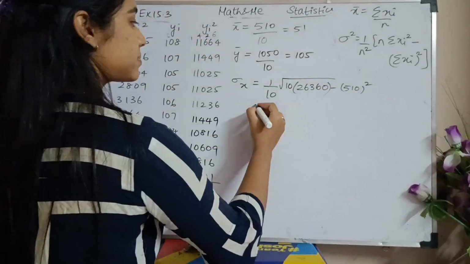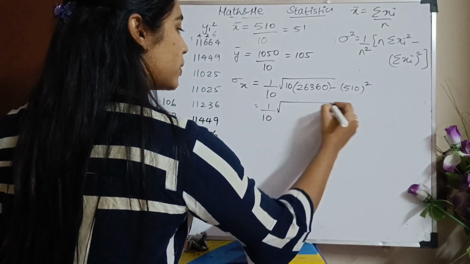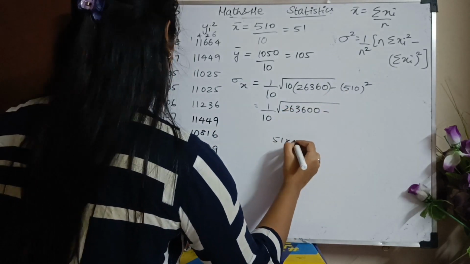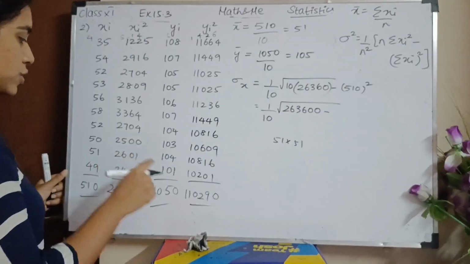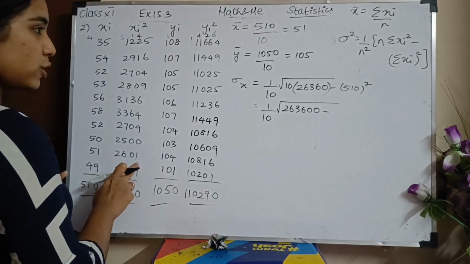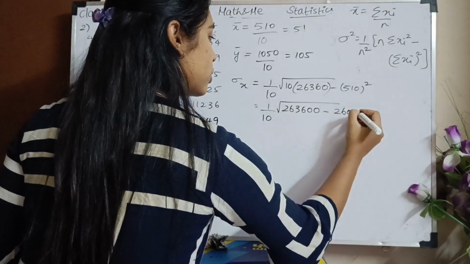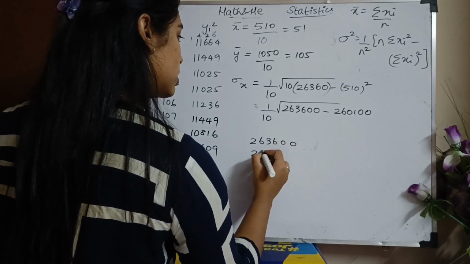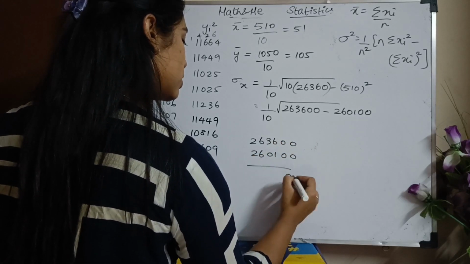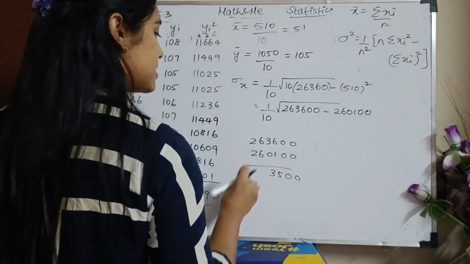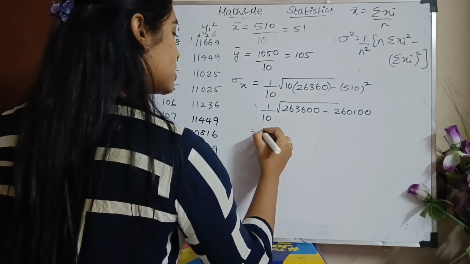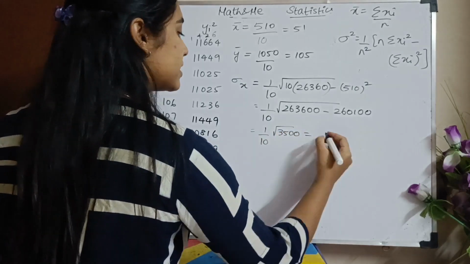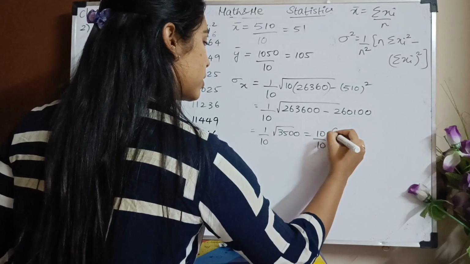Super. Now can we do this? So I'll have 1 divided by 10 square root of 26360 with another 0, minus 51 into 51. 51 into 51, 2601. Super. 2601, 2 zeros. So when I subtract this, 263600, 260100. So it's 3500. Nice. So I have 1 divided by 10 square root of 3500. So taking 100 outside, I'll have 10 divided by 10 square root of 35.